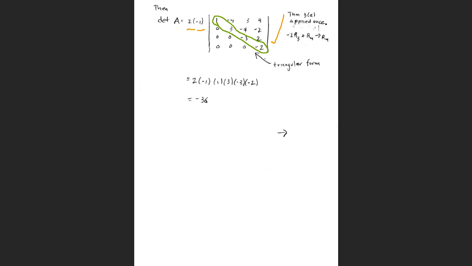Okay, so you get 2. Well, I'm sorry, hold on. Let me clear that. There's the product of the diagonal entries. There it is down here. And you had the 2 and the -1 before that. So -36.